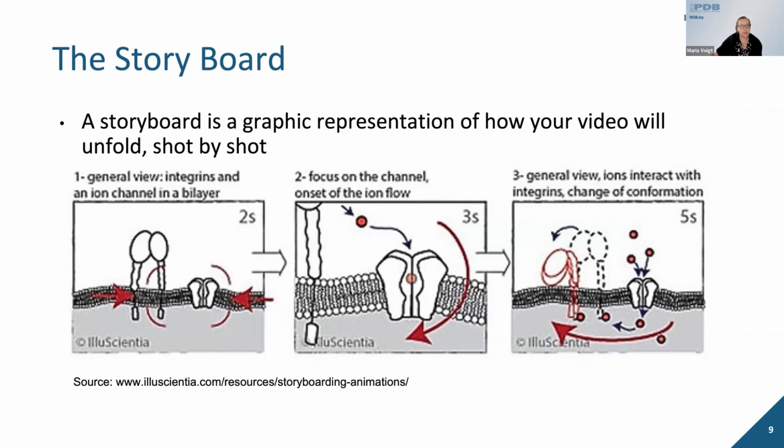So now you see this is a storyboard that somebody created at illusciencia.com. You see that each of these images shows what will be shown on the screen. These arrows in red show the motions, and there is a little bit of description of what happens in each of these scenes. So those storyboards are really great if you work on a team, so that everybody's on the same page when it comes to the visuals that will be shown, or if you work with a client.